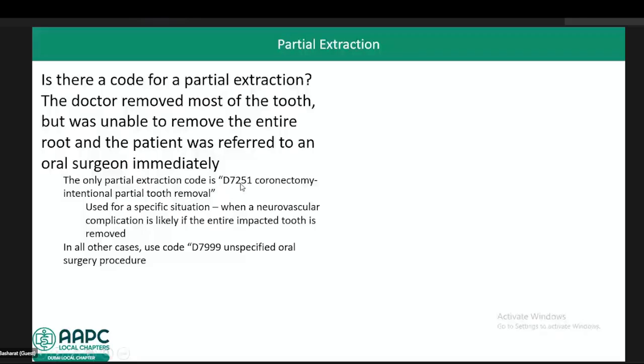Unfortunately, in Abu Dhabi we don't have the coronectomy code. So they can bill only if the complete tooth is removed. In Abu Dhabi, we have simple extraction, remaining root extraction, or impacted tooth extraction. But unfortunately, we don't have this coronectomy code in the Abu Dhabi codes.